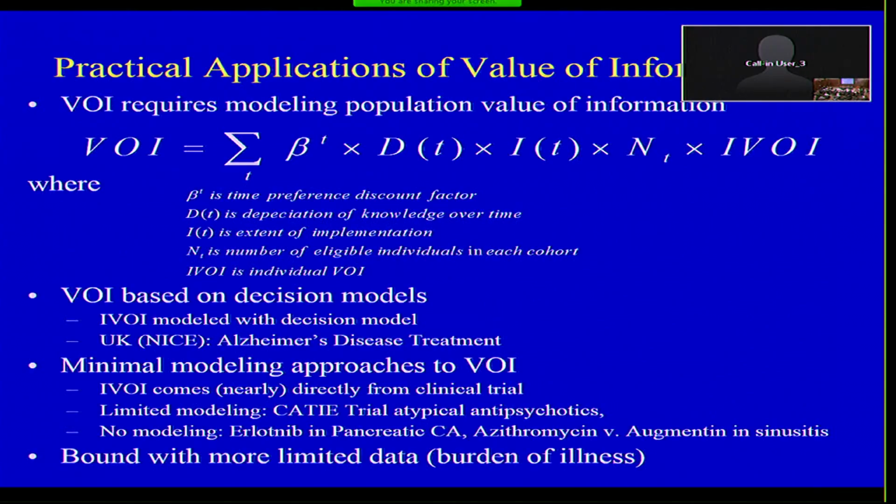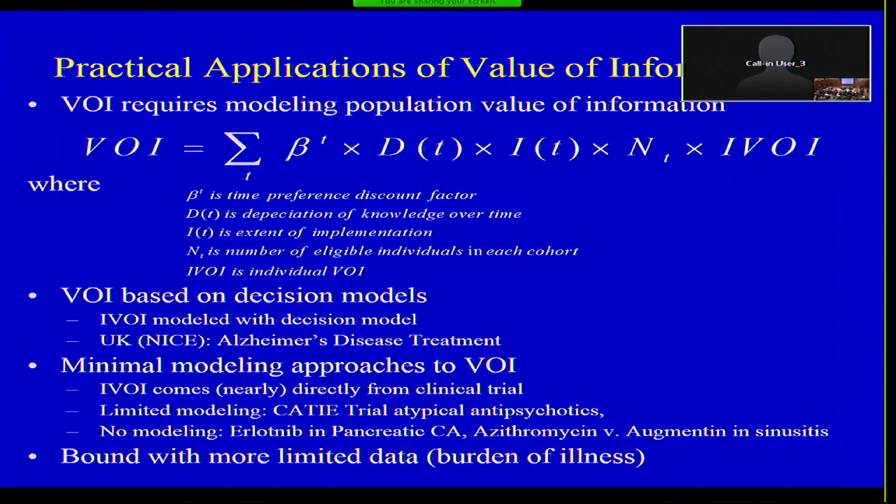Okay, next slide. So let me try to talk through some of the methods that are used practically to do value of information analyses. So one key first concept is that value of information analysis is really modeling the population value of information. And it's written here as a sum over time of a bunch of terms, starting from the far right and working to the left. The individual value of information is essentially the value at the person level of resolving the uncertainty about what the right thing to do is. That's calculated in the sort of ways I described earlier.